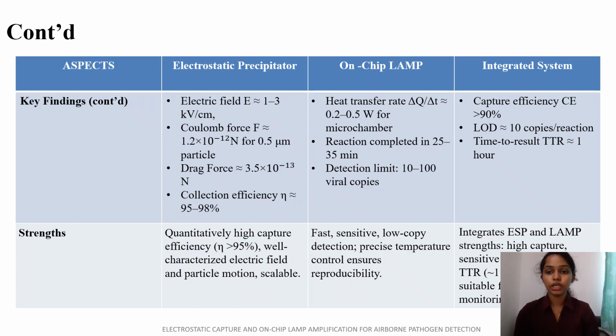The detection limit was about 10 to 100 viral copies. For the integrated system, the capture efficiency was greater than 90 percent, the limit of detection was 10 copies per reaction, and the time to result taken was approximately 1 hour.